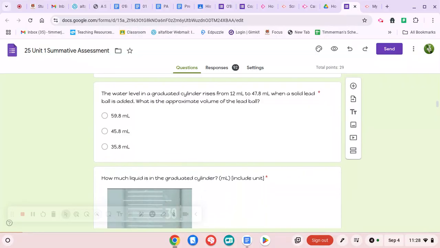The water level in a graduated cylinder rises from 12 milliliters to 47.8 milliliters when a solid lead ball is added. What is the approximate volume of the lead ball? Is it 59.8 milliliters, 45.8 milliliters, or 35.8 milliliters?